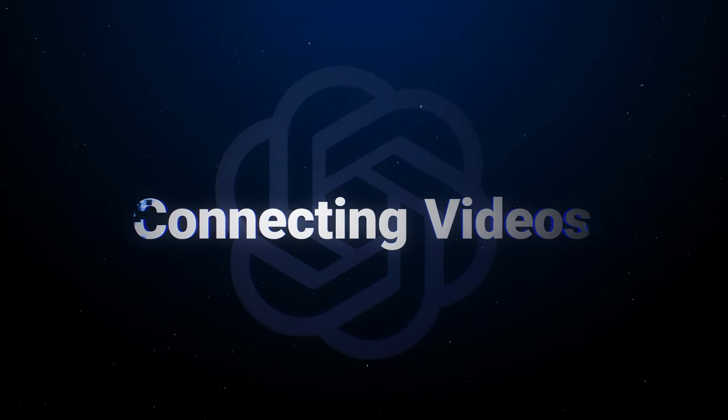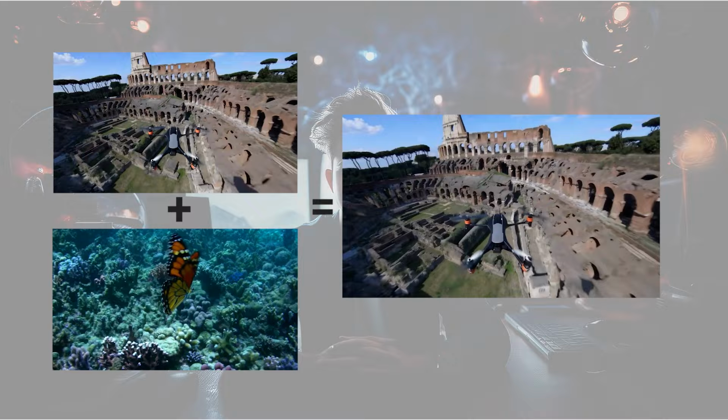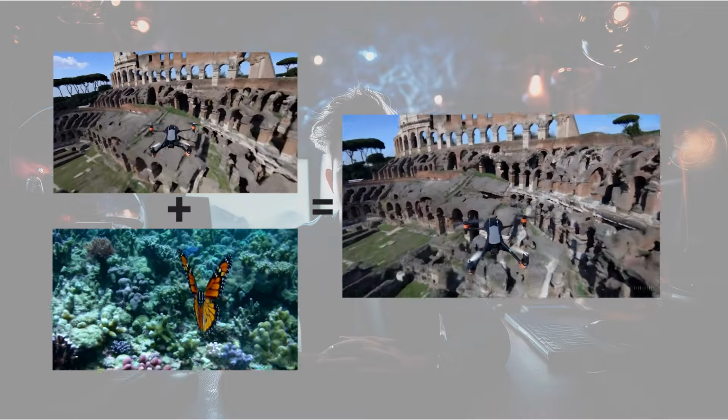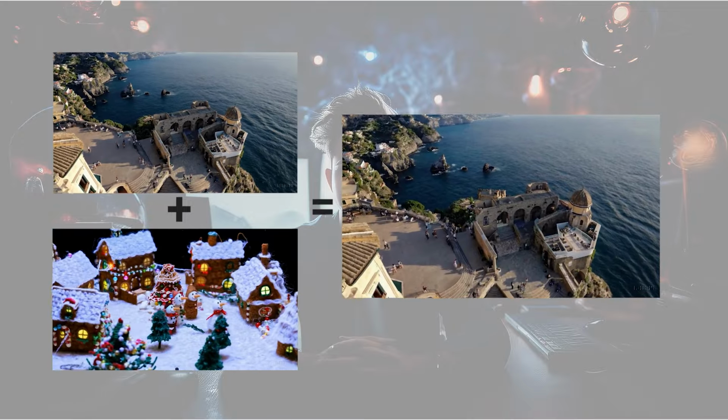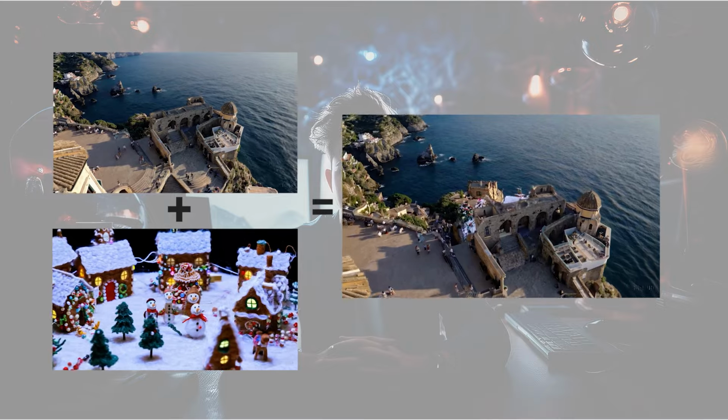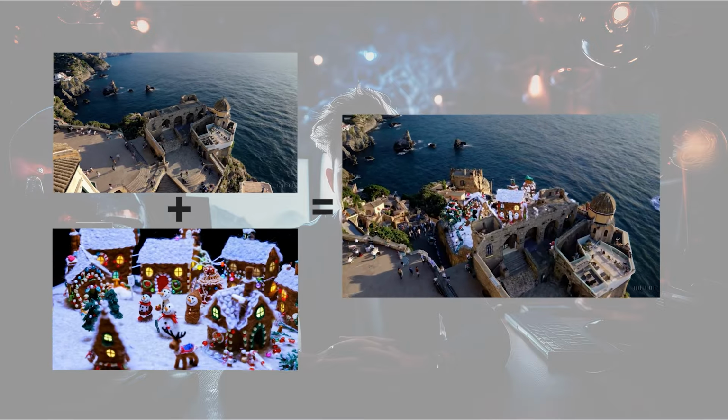Connecting videos. Sora can smoothly combine and transition between 2 different videos, creating a cohesive and unified video. As an example, Sora can create unified images by combining videos of a drone and a flying butterfly over water, resulting in a cohesive scene. Another instance is blending a helicopter shot of an ancient building with a Christmassy minotaur, forming a creative and harmonious video.